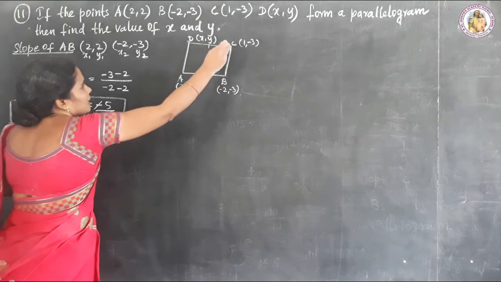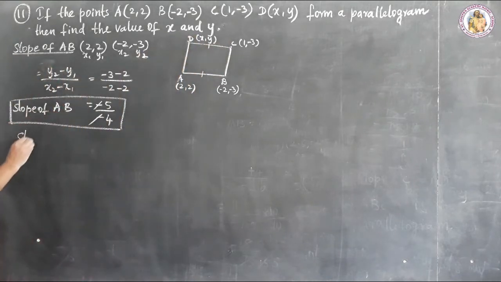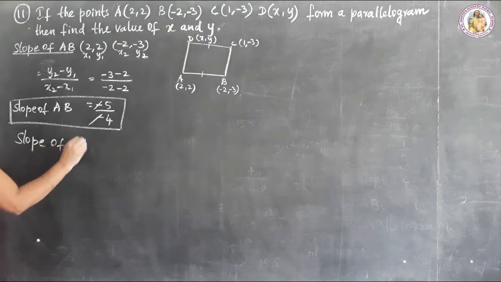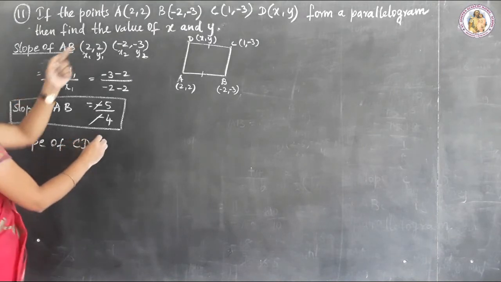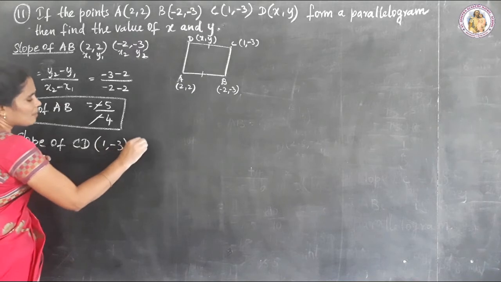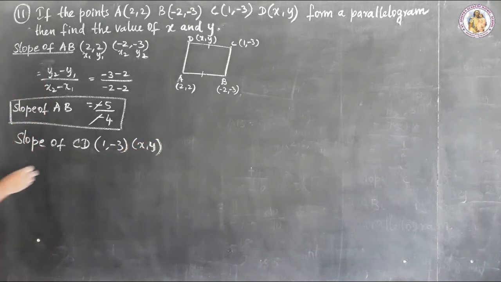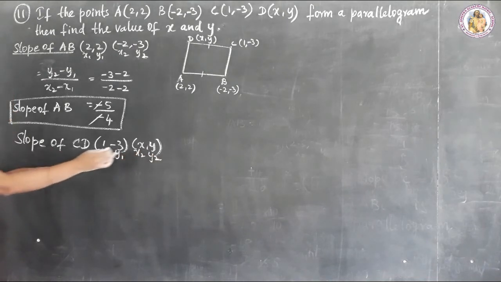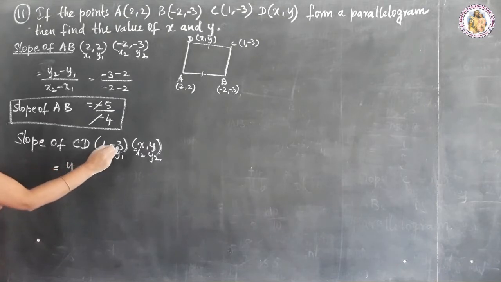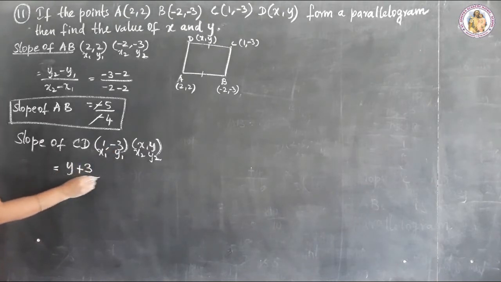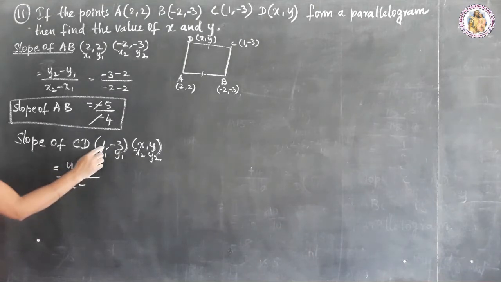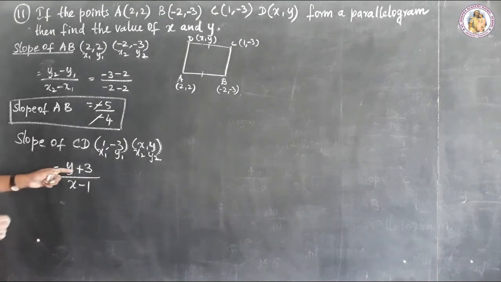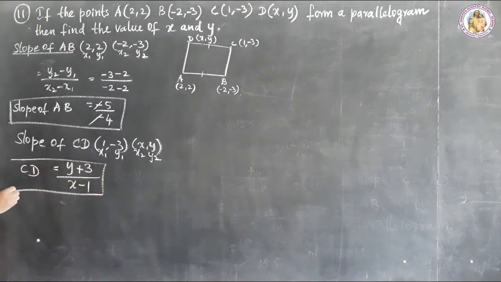After finding AB, find slope of CD. Slope of CD, the points are C (1, minus 3) and D (x, y). Taking this as x1, y1, x2, y2: y2 minus y1, minus 1 becomes plus, and x2 is x minus 1. So y plus 3 divided by x minus 1. Slope of CD is equal to y plus 3 by x minus 1.